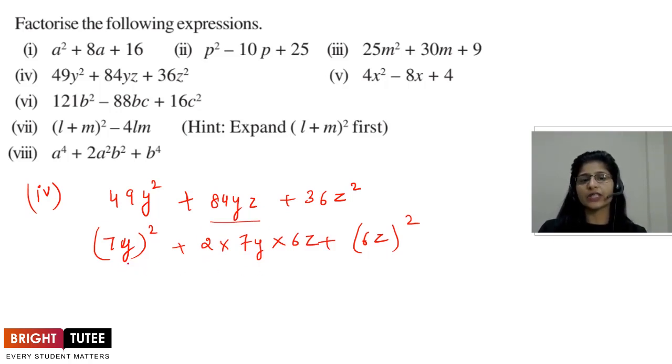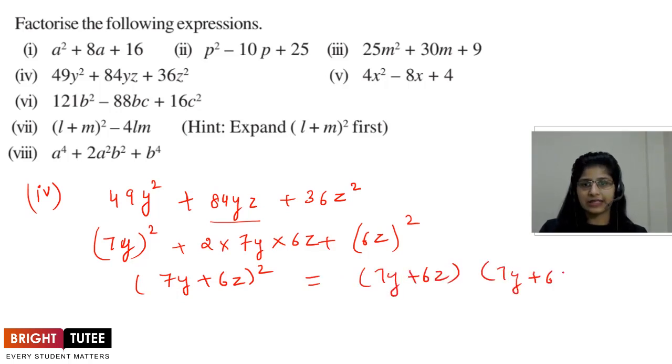So it is the formula of a square plus 2ab plus b square. We can use the identity a plus b whole square. So 7y plus 6z whole square. So the factors are 7y plus 6z and 7y plus 6z. So these are the two factors for question number 4. Clear? Moving ahead with the fifth part now.